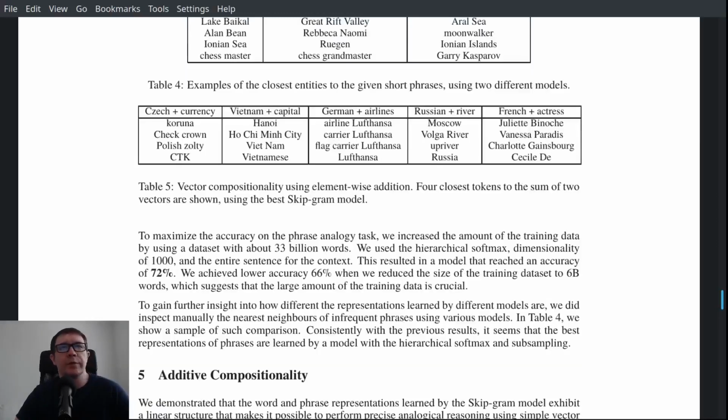Then they talk a little bit about what they do. They've got hierarchical softmax, dimensionality 1000, and entire sentences as context, with 72% accuracy, and then they get 66% accuracy when they go from 33 billion words down to 6 billion. So you do need big data for this. It's very powerful and startling in its capabilities, but it does require a whole big mountain of data.